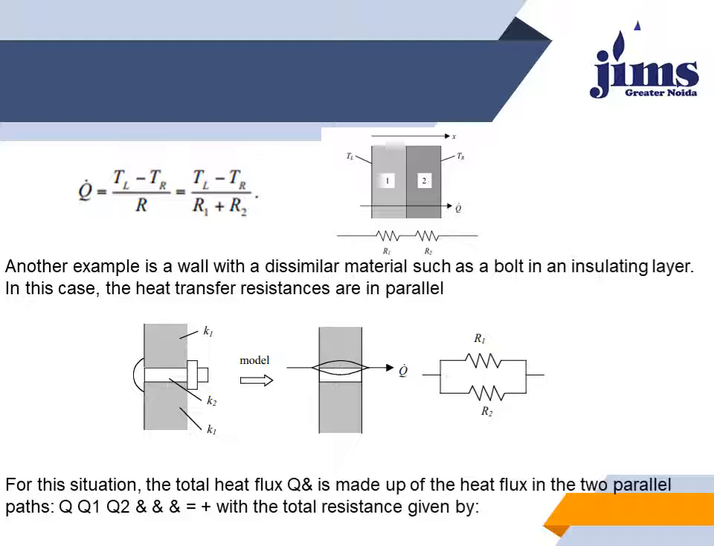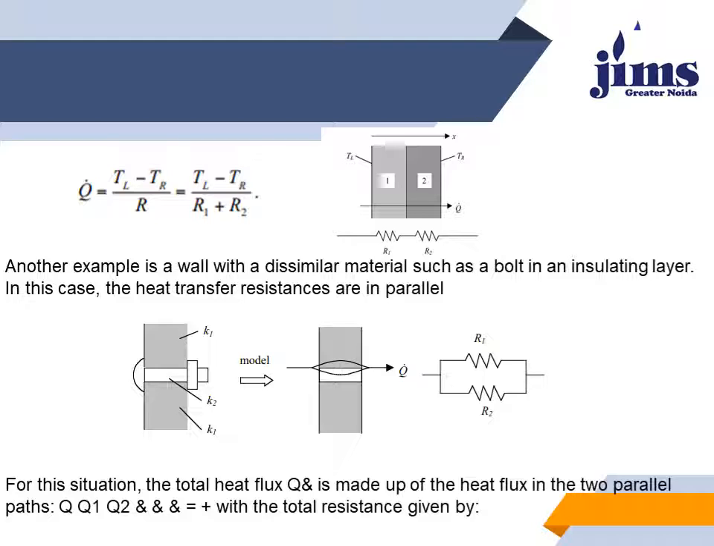The next example is a wall with a dissimilar material, such as a bolt in an insulating layer. In this case, the heat transfer resistances are in parallel. In a parallel connection, the total resistance is given by 1 by R equals 1 by R1 plus 1 by R2. But in case of series connection, the total resistance is equal to R1 plus R2.